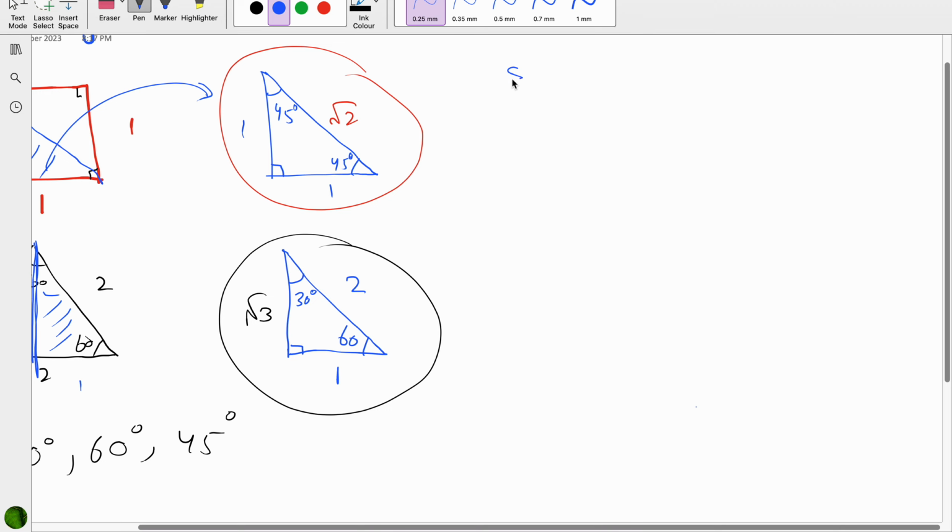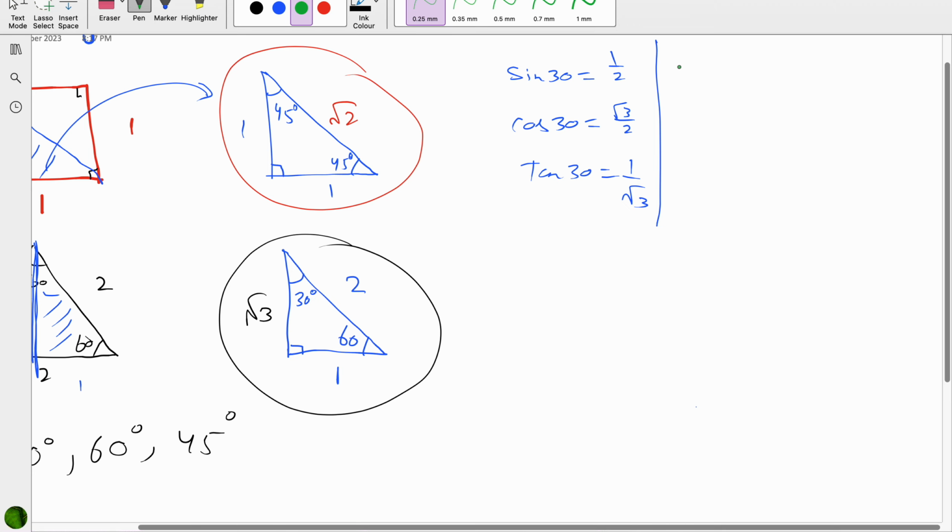So if the examiner asks you about sine 30, cos 30, tan 30, you can also use your calculator, but from this triangle I can see that sine 30 is 1 by 2. Same triangle, cos 30 is square root 3 by 2. Tan of 30 is 1 by square root 3. So we're done with 30.